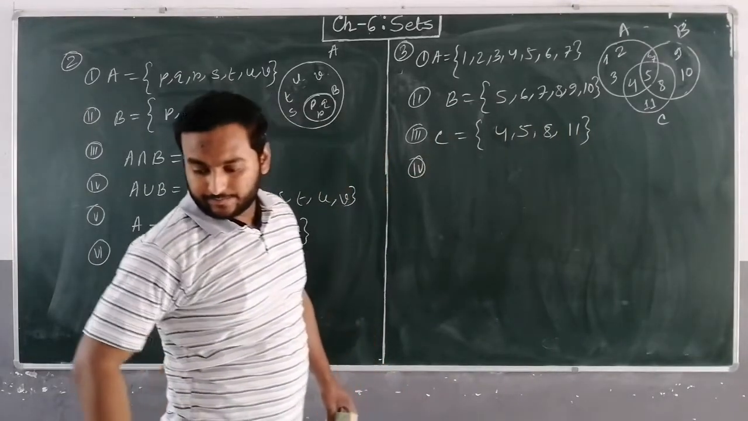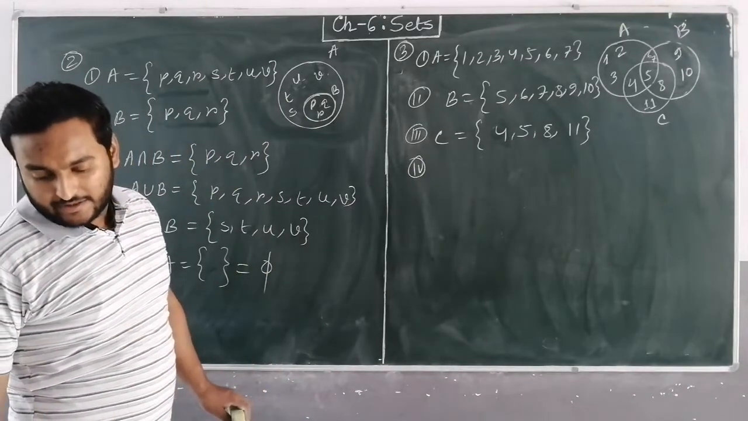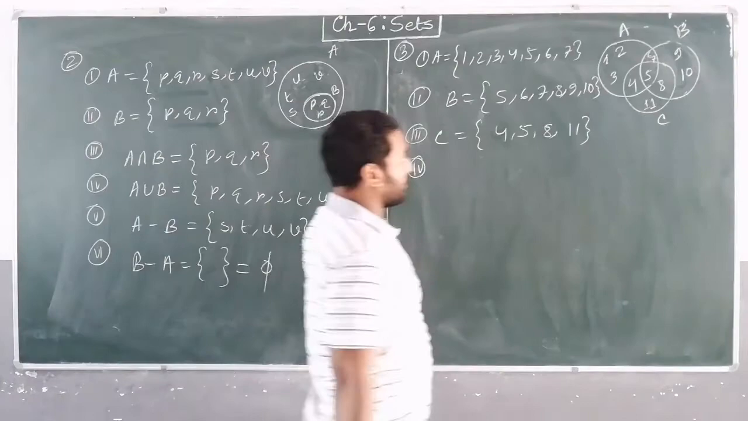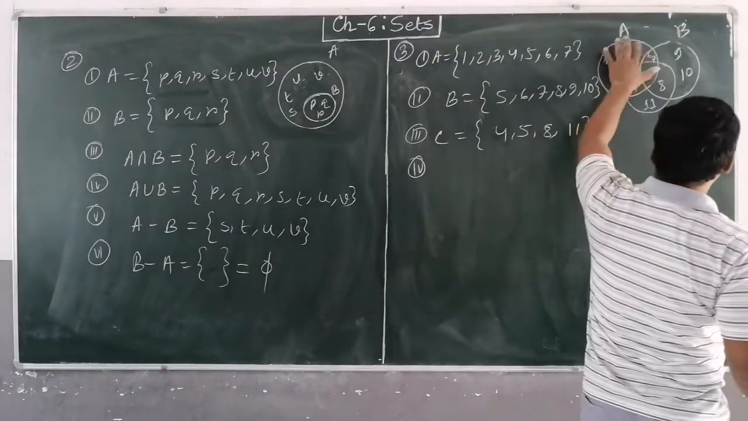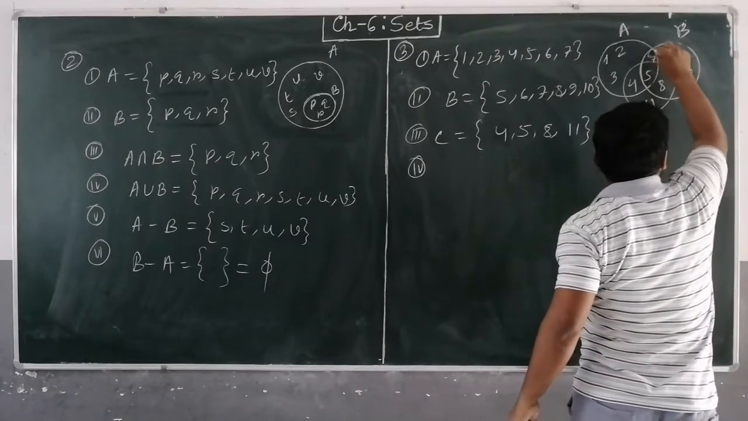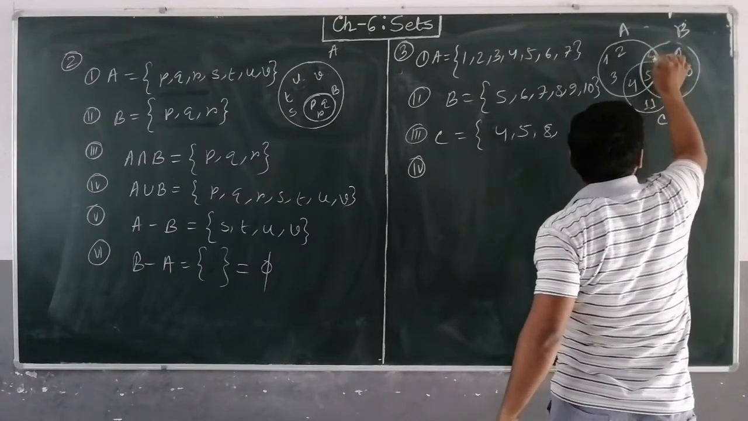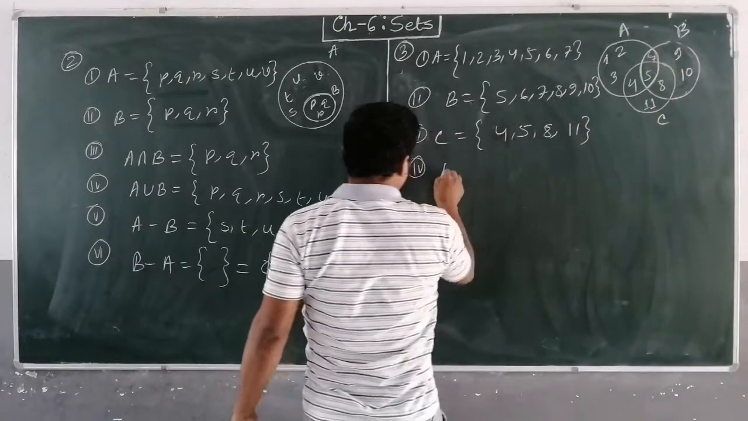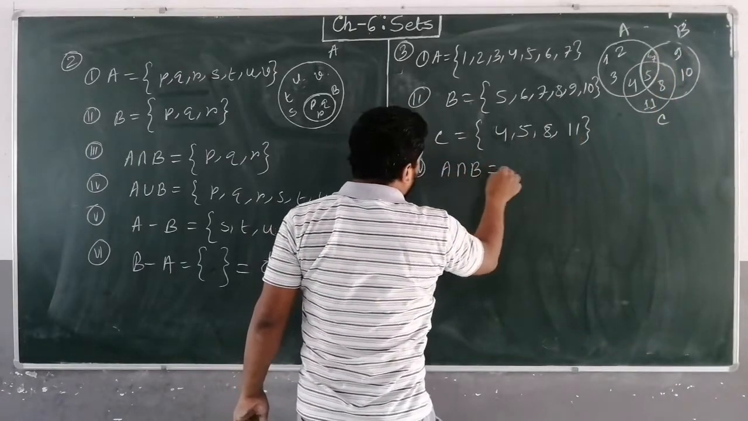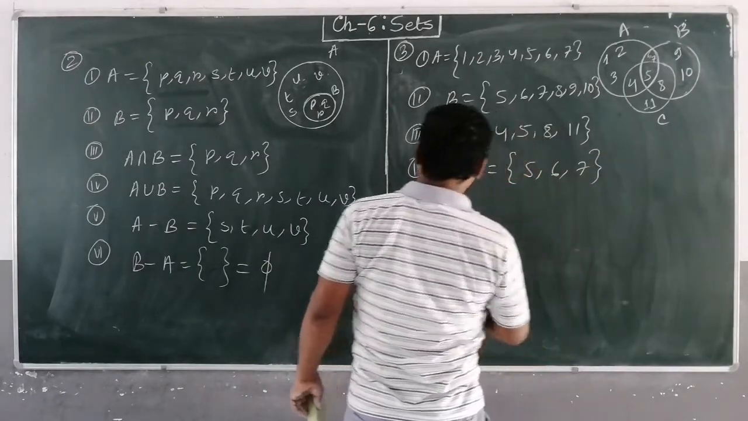Now fourth part. In fourth part it is given A intersection B. Intersection of A and B. So this part is the intersection of A and B. So 5, 6, 7. So A intersection B is 5, 6, 7.